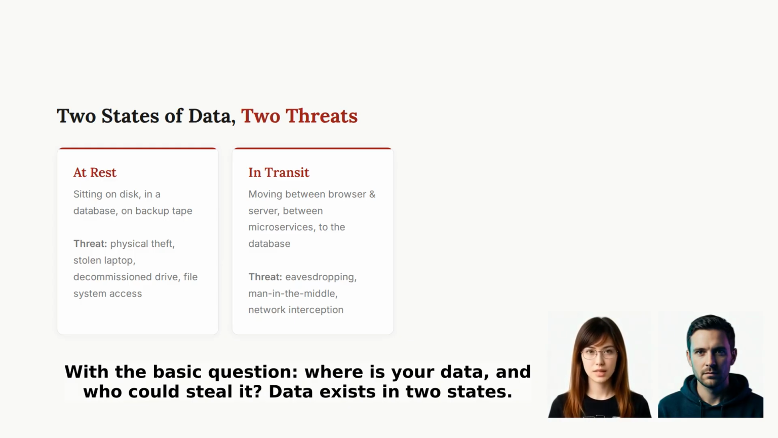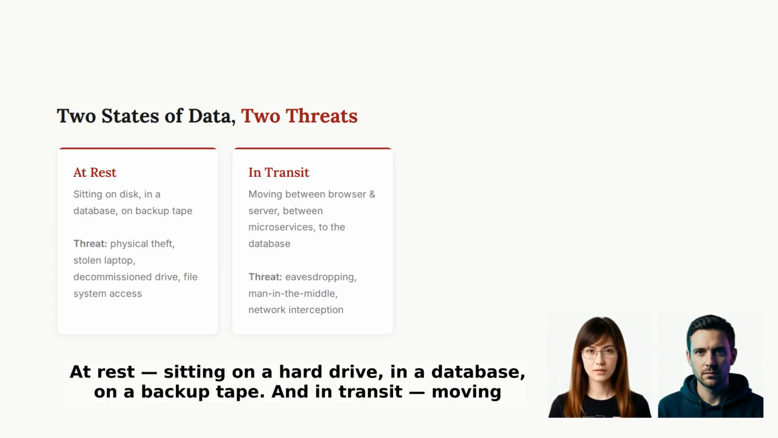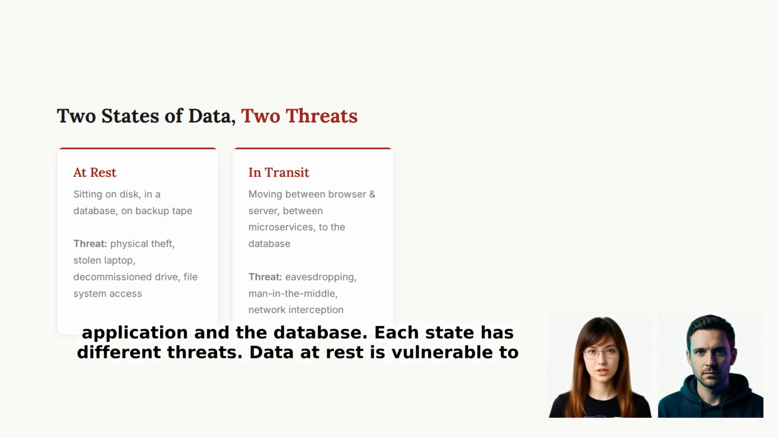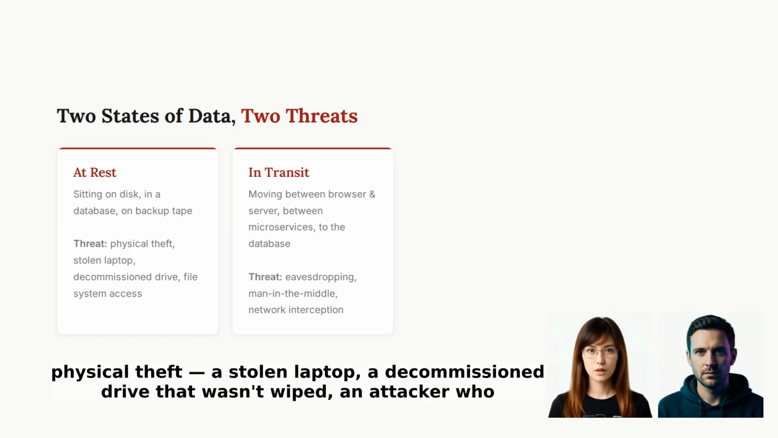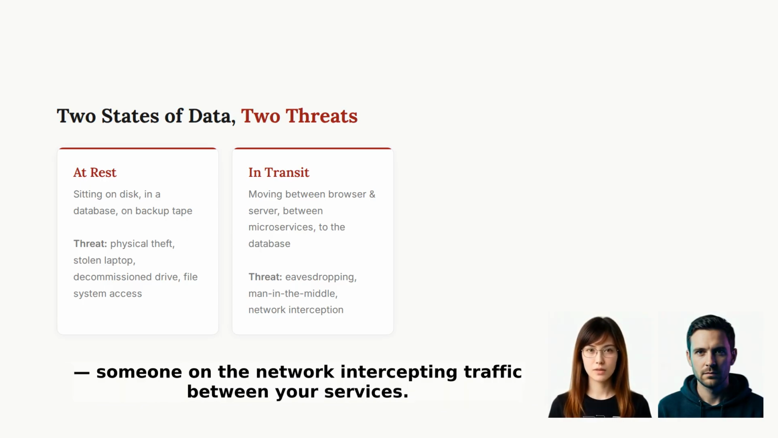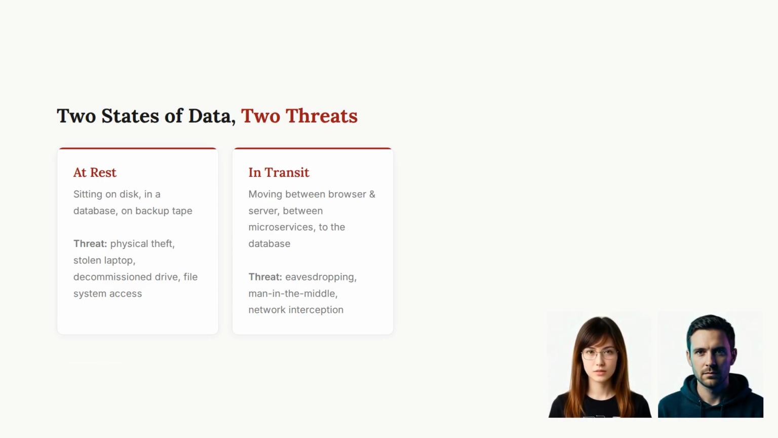Data exists in two states. At rest, sitting on a hard drive, in a database, on a backup tape. And in transit, moving between the user's browser and your server, between your microservices, between your application and the database. Each state has different threats. Data at rest is vulnerable to physical theft. A stolen laptop, a decommissioned drive that wasn't wiped, an attacker who gets file system access to your database server. Data in transit is vulnerable to eavesdropping, someone on the network intercepting traffic between your services.